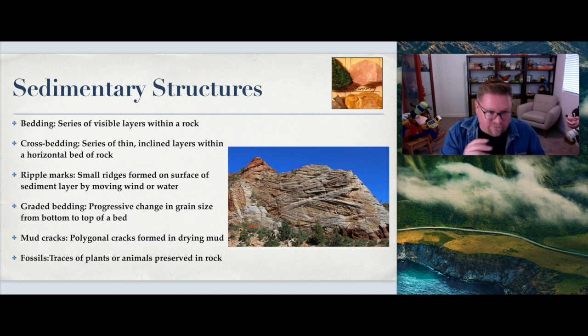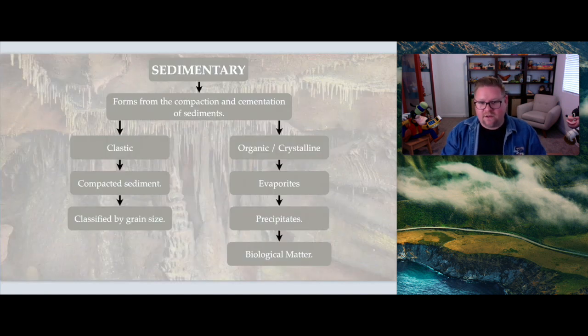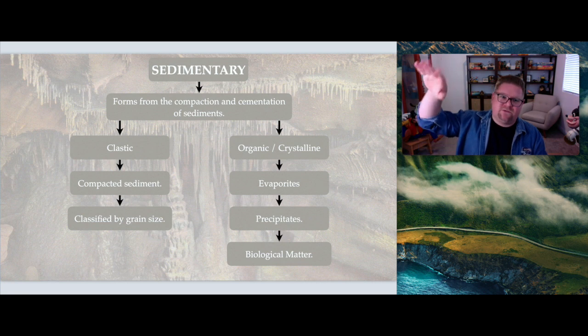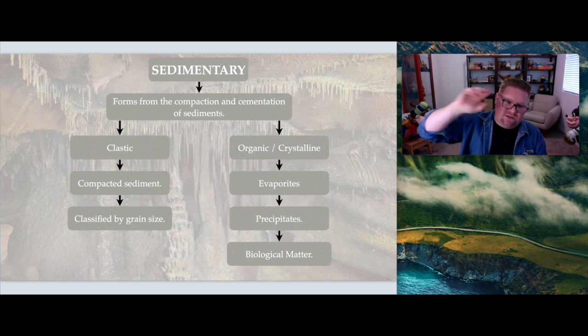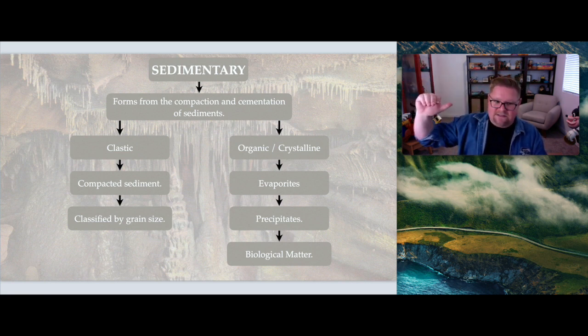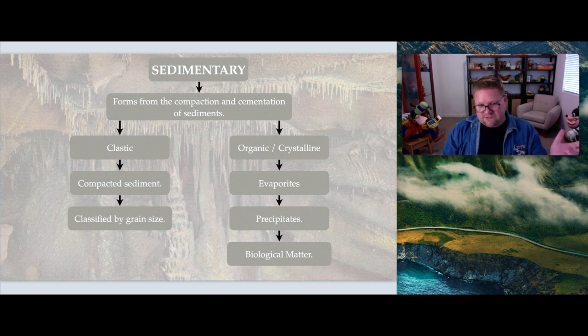But there are lots of different varieties, and we can break them up into those three families, and then we can put those rocks together to make something bigger. So let's wrap up this part here. I know that I've kind of lumped our organic in with our crystalline or chemical, but this is our flow chart. Starting off, sedimentary rocks form from the compaction and cementation of sediments, and we can say that clastic rocks are on the right. Clastic is compacted sediment, and it's classified by its grain size, simplistically. And then organic and mostly crystalline, you have evaporites, precipitates, and then you have biological matter. So this is your very simple flow chart.